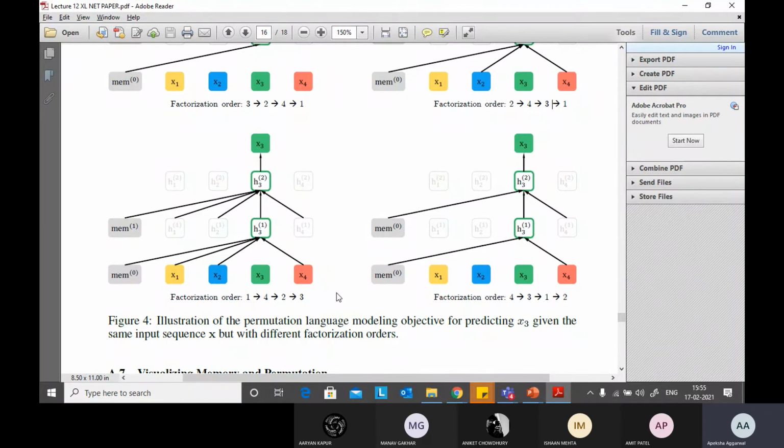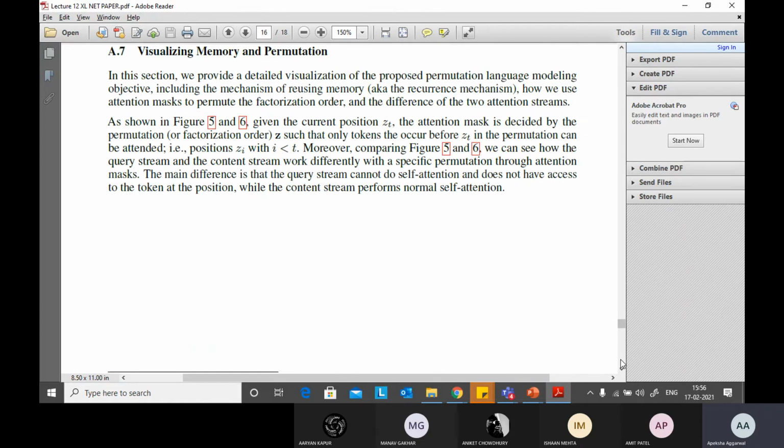Each and every time they are training, they are just changing the factorization order. Factorization is dividing the sentence into a set of words, and they are changing that order, and this order is selected randomly. So every time they are considering some random sequence. The sequence is there because they are considering dependency, and secondly, they are also masking out some random words. So it is a combination of these two.